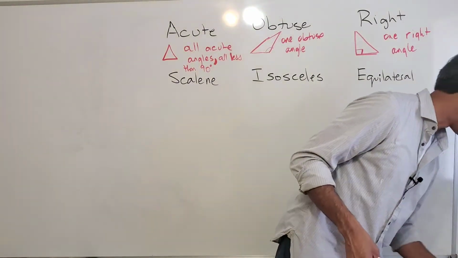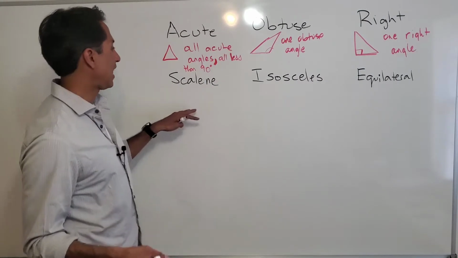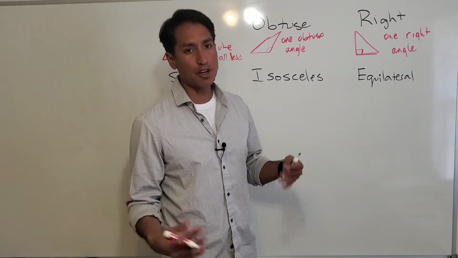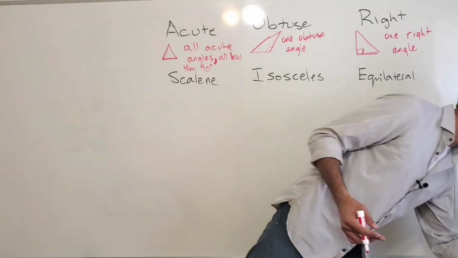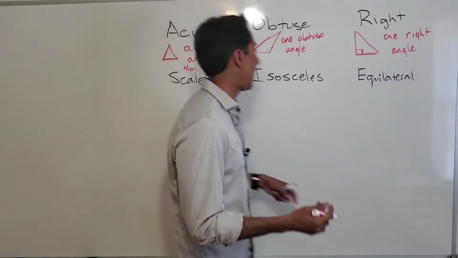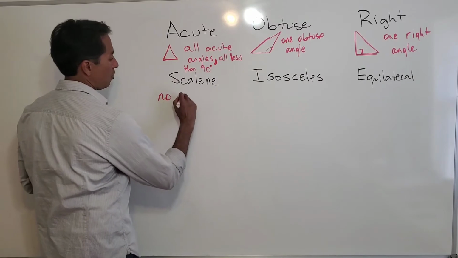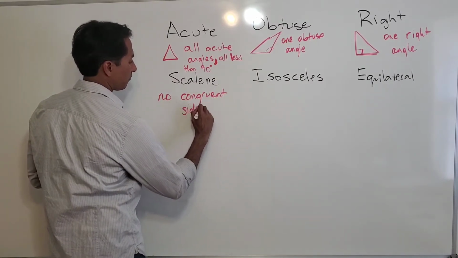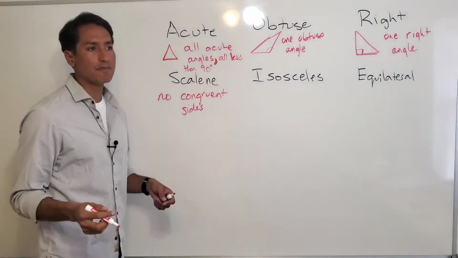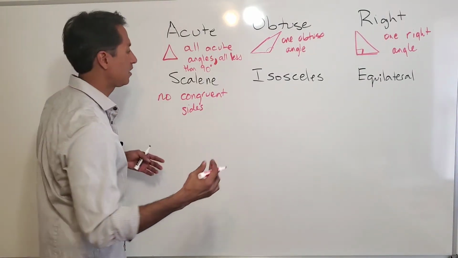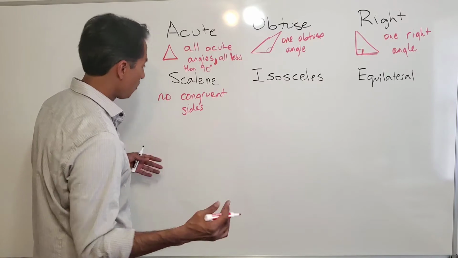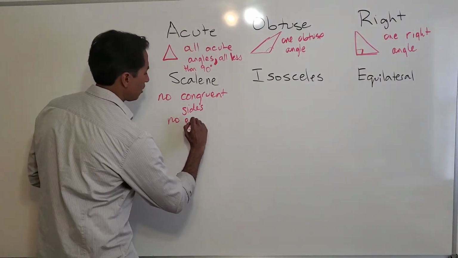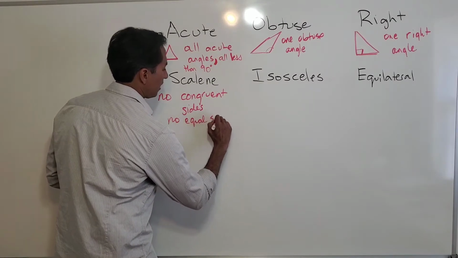Okay? All right. So now let's get into scalene, isosceles, and equilateral. I will use the terminology from the book, but I'll also talk through it. So a scalene triangle has no congruent sides. Okay? Congruent means equal, essentially. So what we could say here is that we have no equal sides. I'll just say no equal sides.